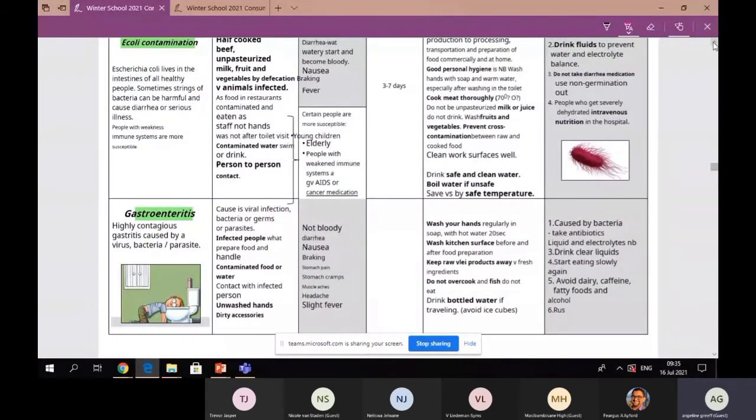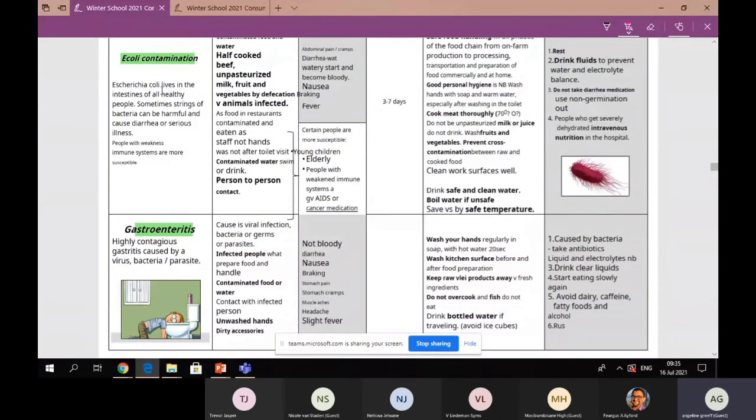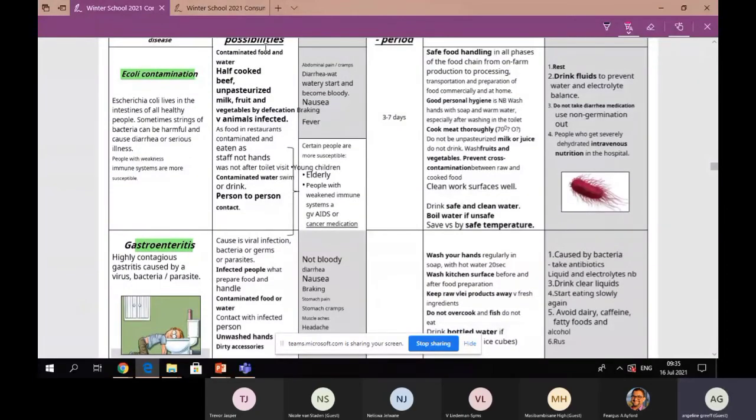And then when we come to E. coli, they live in the intestines of healthy people. Sometimes it can be harmful, okay? And we know that diarrhea is one of the things that people normally suffer from, and that can lead to dehydration. So when we have a look at the ways in which it's transferred, that's important. The incubation period over here is 3 to 7 days.